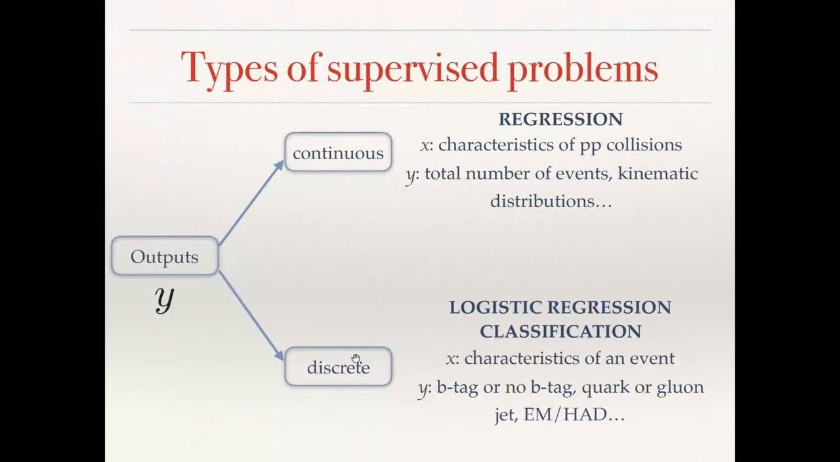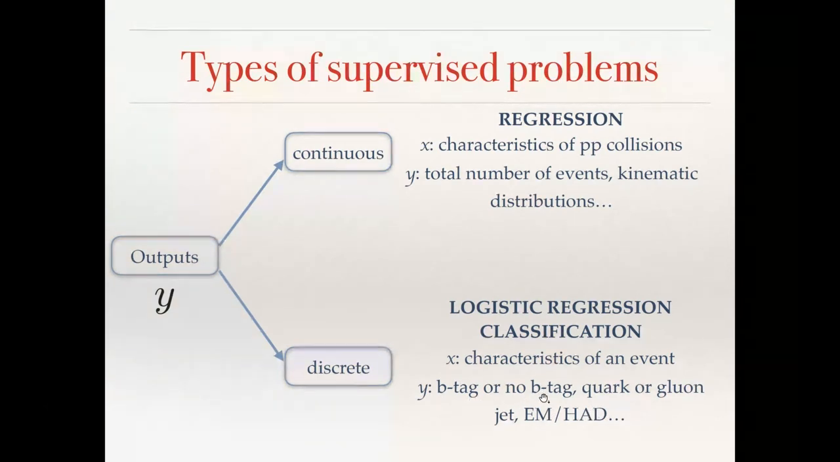Now, quite often, in fact, the outputs are not continuous. What you want to do is to label, to say, given a set of inputs, what kind of classification you can make. In this case, this is called logistic regression. It's a problem of classification. So given the characteristics of an event, just to go back to particle physics, you want to decide whether this could lead to a B tag or no B tag, or a quark or gluon jet, or whether this will lead to something mostly electromagnetic or mostly hadronic.